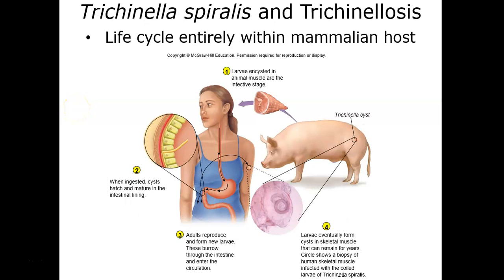Trichinella spiralis causes a disease known as trichinosis, and Trichinella is acquired usually from ingesting pork or bear meat. What happens here is the larvae are encysted, meaning that they're covered in a cyst form to protect them. They're ingested from contamination of an undercooked meat product, such as pork or bear. When they're ingested, the cysts actually hatch and mature in the intestinal lining, and then the adults reproduce and form new larvae that can enter into circulation. And the larvae actually form cysts in your skeletal muscle and can remain there for several years.